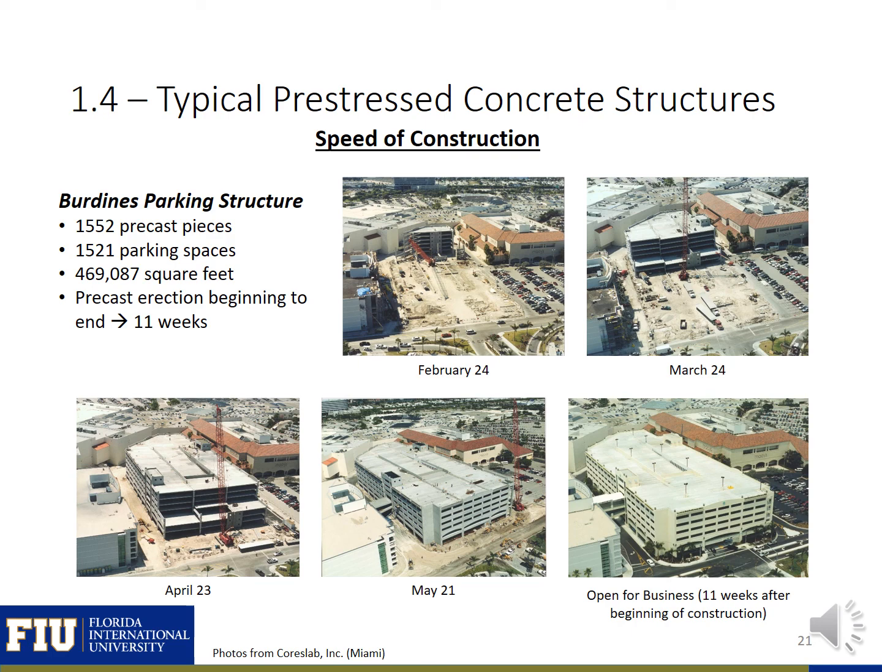Another benefit of pre-stressed concrete and precast concrete construction is the dramatic increase in the speed of construction compared to cast-in-place construction. Here, as an example, is the Burdines parking structure constructed by Core Slab. You can see that the precast erection from the beginning to the end took 11 weeks. Here's February 24th, and 11 weeks later, the structure was open for business. This is a dramatic improvement over the speed of construction for typical cast-in-place structures.